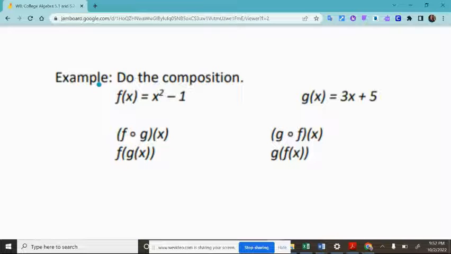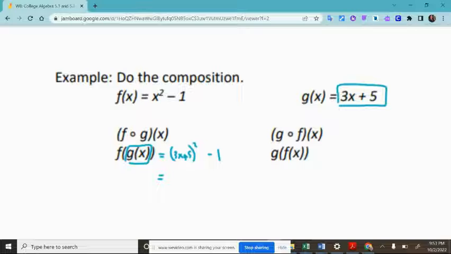f following g of x, which is, we're going to write down the outside function, f, and it says something squared minus 1. But instead of sticking x in there, we're going to plug in this whole g. So 3x plus 5 goes in there. My bad. Plus 5.